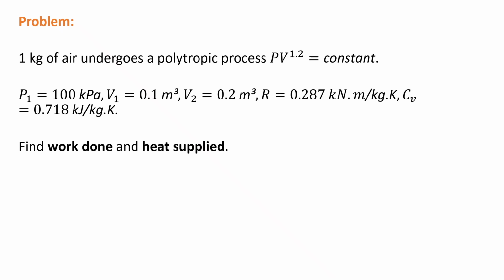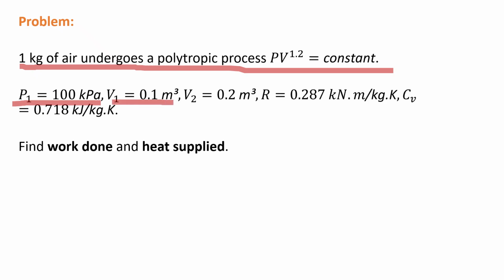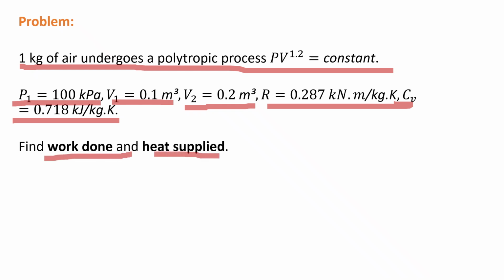So now let us solve one numerical. 1 kg of air undergoes a polytropic process, PV^1.2 is constant. Initial pressure is 100 kilopascal. Initial volume is 0.1 meter cube. Final volume is 0.2 meter cube. R value is 0.287 kilojoule per kilogram Kelvin. Cv value is 0.718 kilojoule per kilogram Kelvin. Find out the work done and heat supplied. It may be possible that they may ask you to find delta U also, that is change in internal energy. So this question may be of 7 marks in that case.